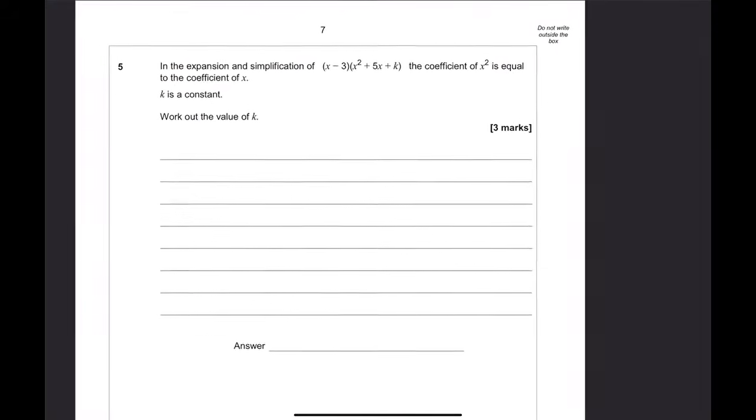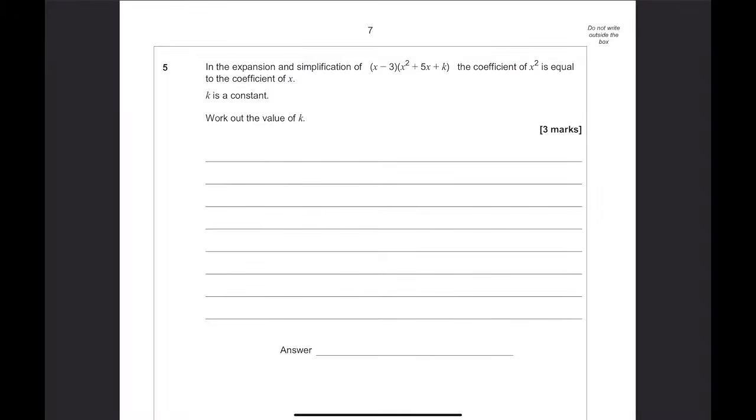In the expansion and simplification of this double bracket, the coefficient of x squared is equal to the coefficient of x. K is a constant, work out k. Okay, well straight away, just by expanding the bracket out, we know that we're going to have x cubed plus 5x squared plus kx, and then if we go underneath with the next 3, minus 3x squared minus 15x minus 3k.